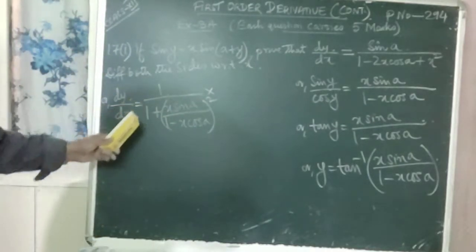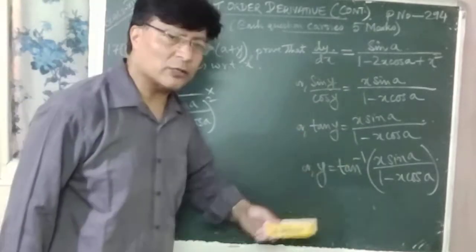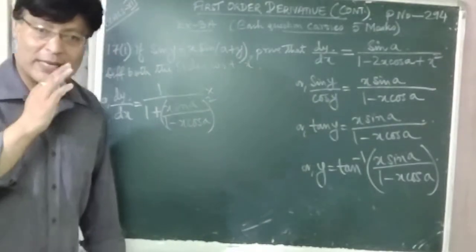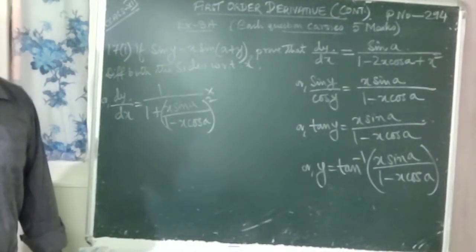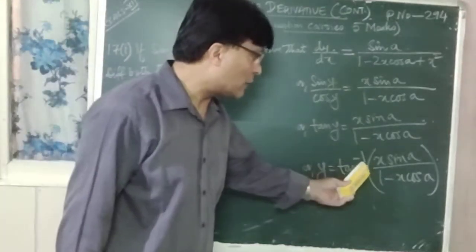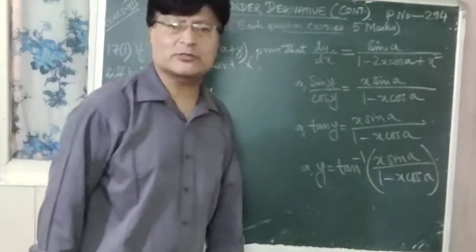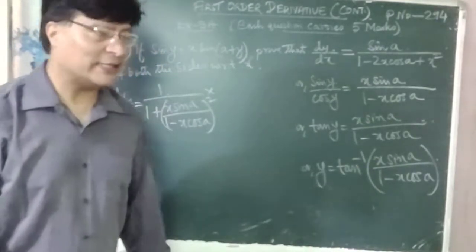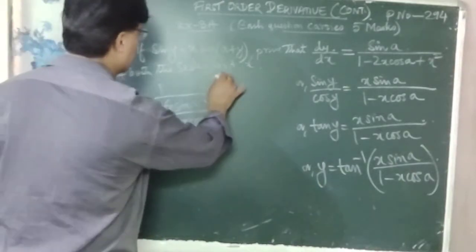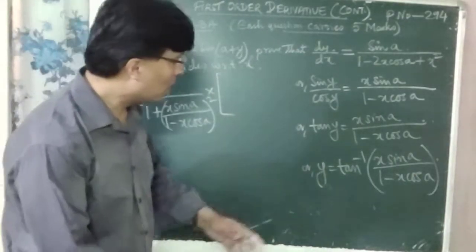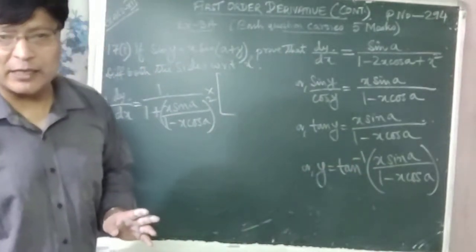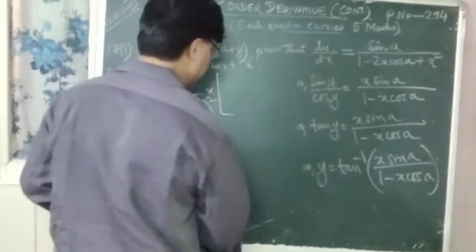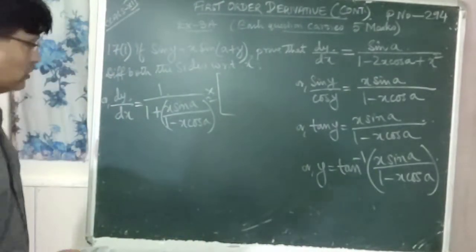So this is your 1 upon 1 plus x square. Which function was taken as x? x sin a whole divided by 1 minus x cos a. Again, you have to differentiate the term which is assumed as x. Now in this case, x sin a upon 1 minus x cos a was assumed as x. Again, you have to differentiate this term, that is x sin a divided by 1 minus x cos a. Both the numerator and the denominator are variables here. So we can use the u by v rule here, right? So let us use the u by v rule, okay?